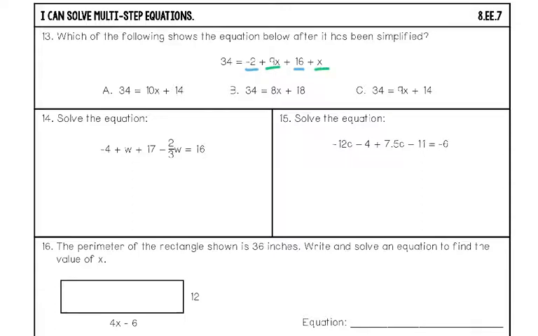So we have negative 2 plus 16, which is 14. So we can automatically cross out b. Then we want to combine our x's. We have 9x's plus another x, which is 10x's. So we should end up with a.